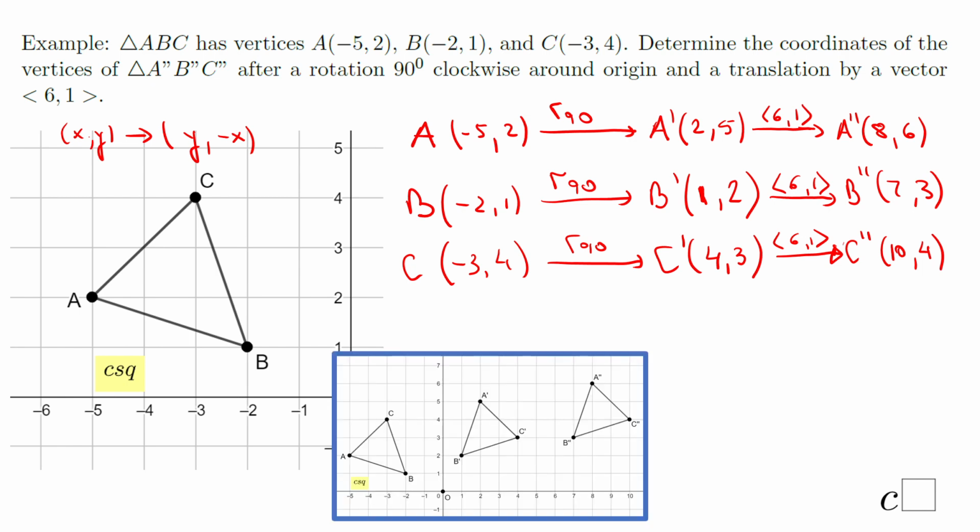This is the graphical way, and we notice A second is 8 and 6, B second is 7 and 3, and C second 10 and 4. And yeah, this was the rotation 90 degrees. And for those who look at here, that's what I meant, 90 degrees. You can see the angle here. And then the translation. Okay, a graphical way in case you need it.